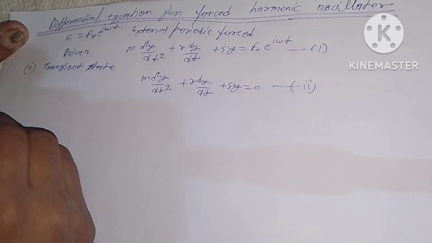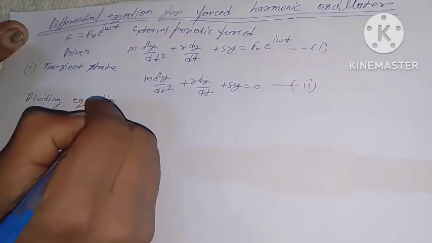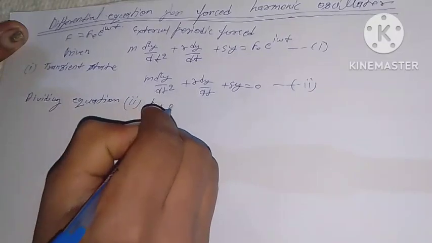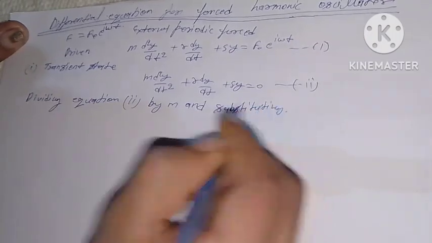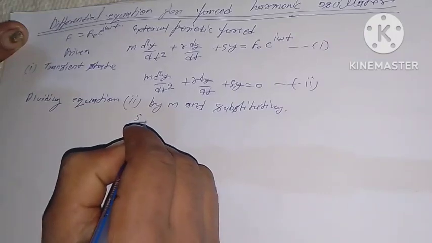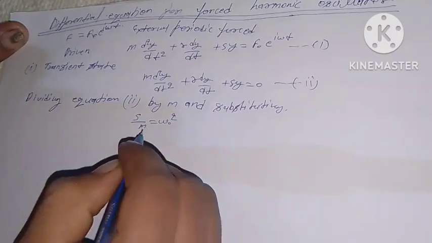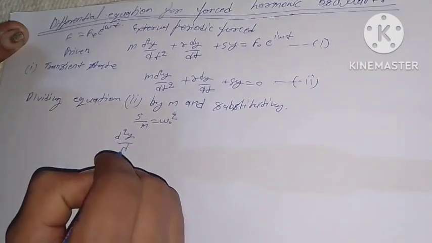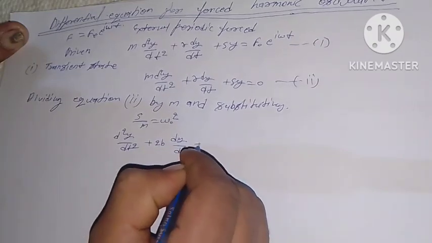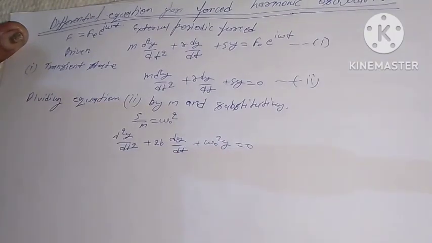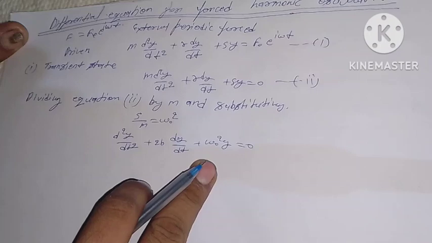Dividing equation 2 by m and substituting s by m equal to omega naught square, then d square y upon dt square plus 2b dy by dt plus omega naught square y equal to 0.